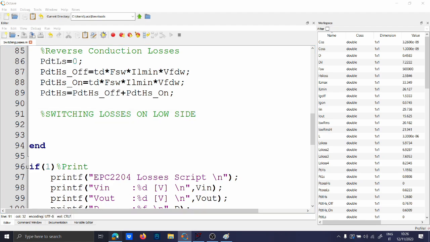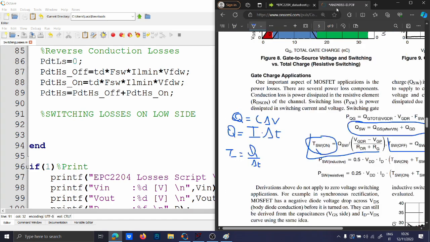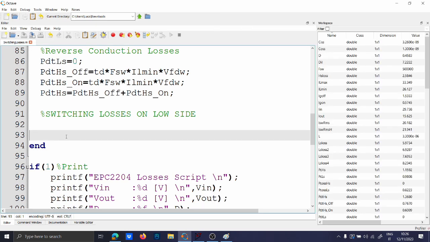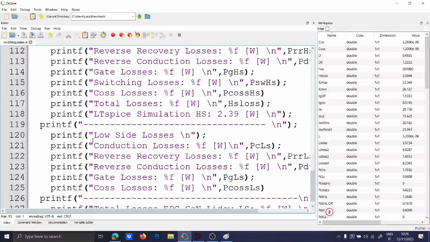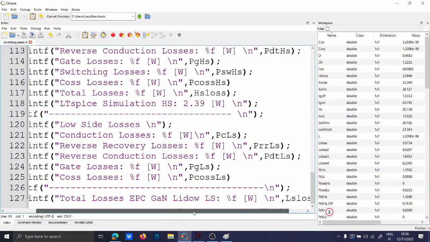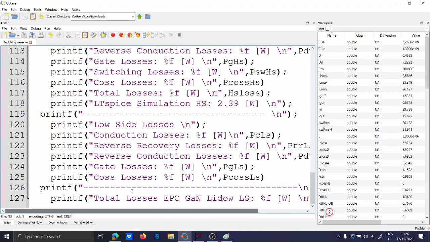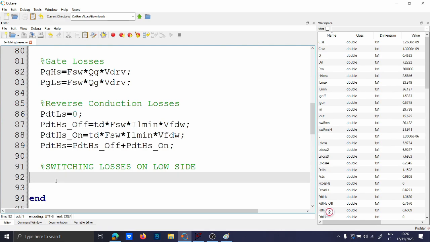I will use, as I said before, the END method. So I will use this formula here. Before doing that, we need to calculate the turn on and turn off times. And so, let's do this. I have to insert also the print for the guy.